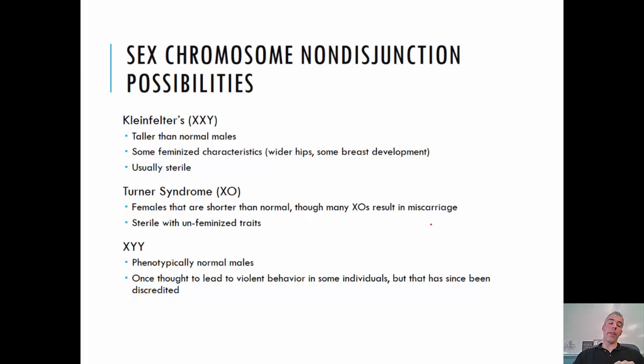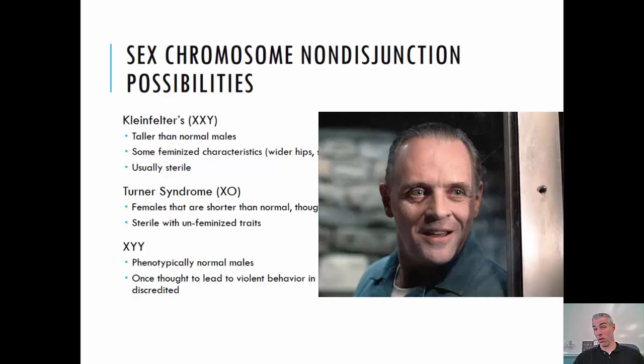And then phenotypically normal males would result from an XYY, just having an extra Y chromosome, which is called XYY. Originally, they thought that XYY could cause violent behavior, as there were several serial killers that actually were XYY, but that has since been discredited.